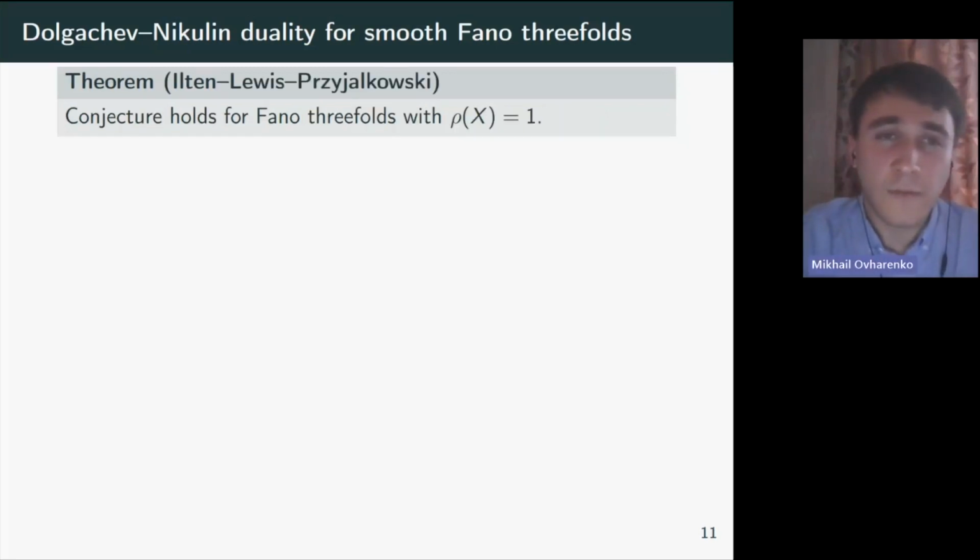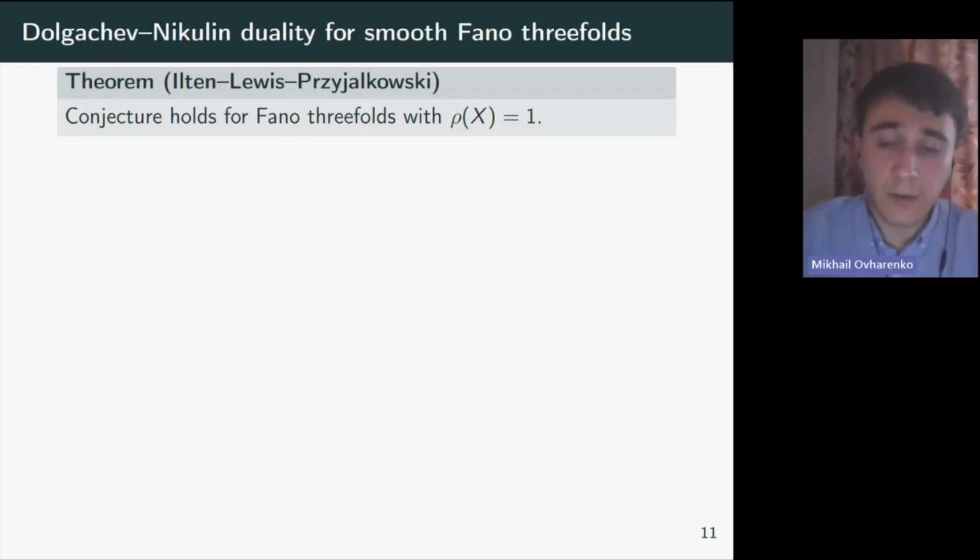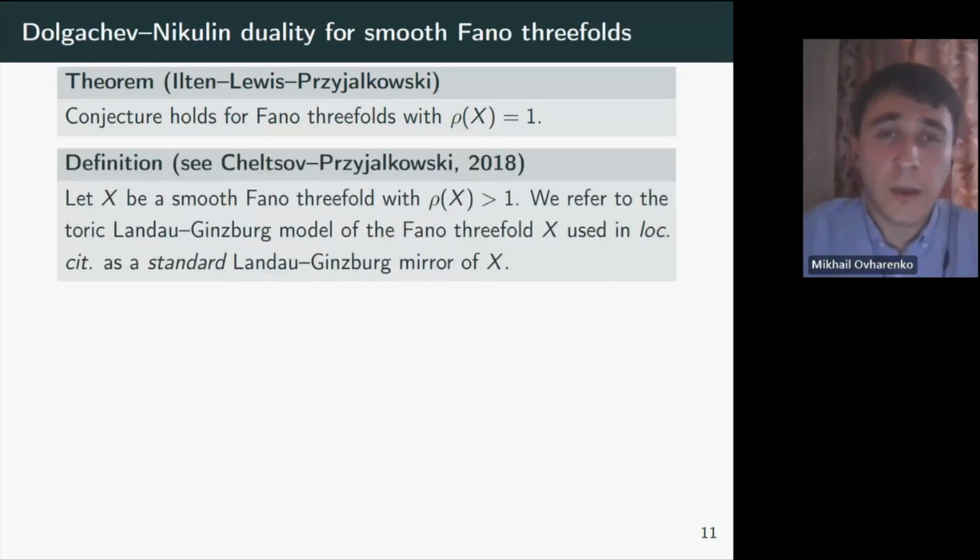So it is known that the conjecture holds for Fano threefolds of Picard rank 1, but unfortunately their approach does not generalize to the case of a higher Picard rank. So we have to introduce the following definition.